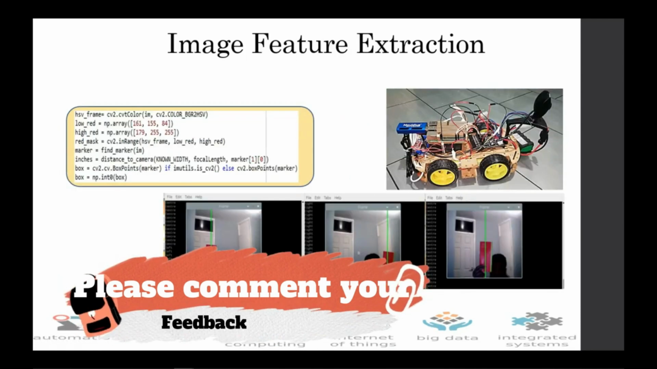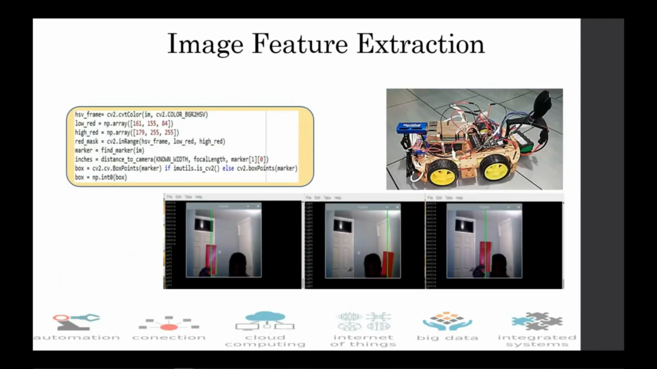Motor control interface. Image feature extraction. Here you can see my physical robot, and at the bottom are some screenshots of what it is capable of doing with the developed algorithm. You can see there's a red object, and the camera can localize where the object is. Here it is showing it is left, here it is showing it is right, and here it is showing it is in center position.